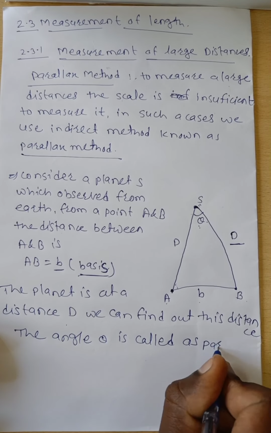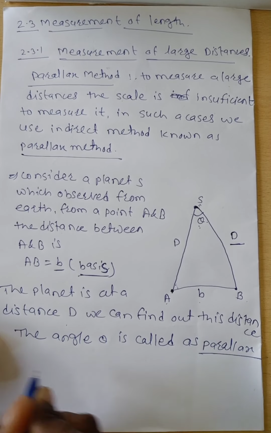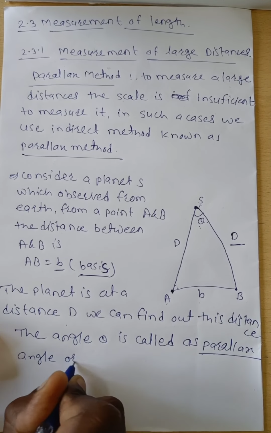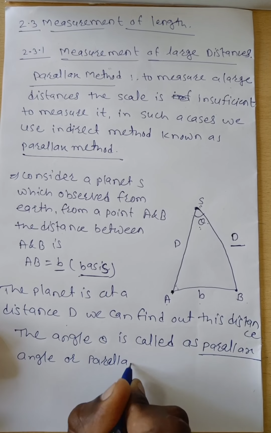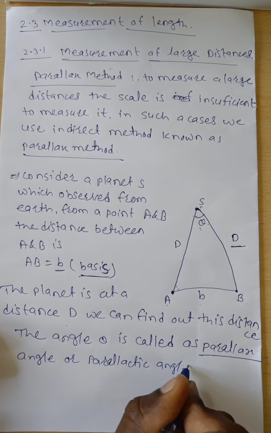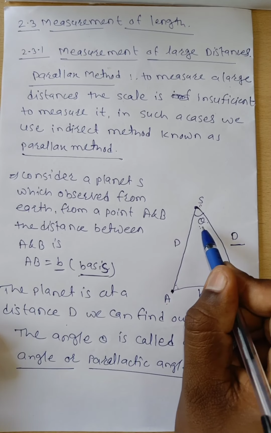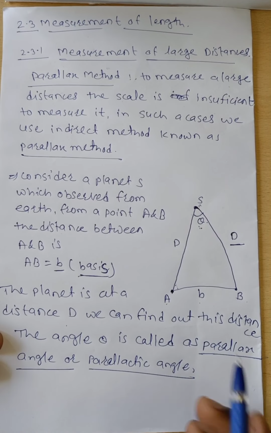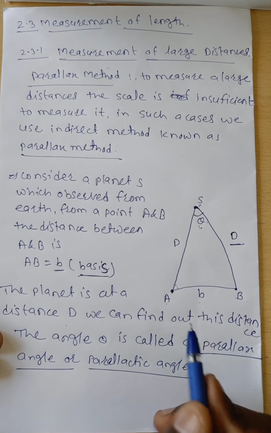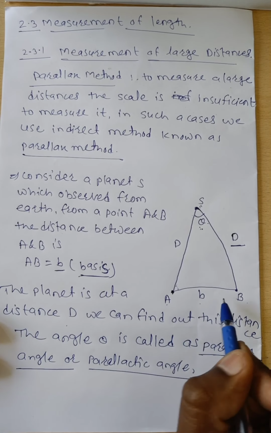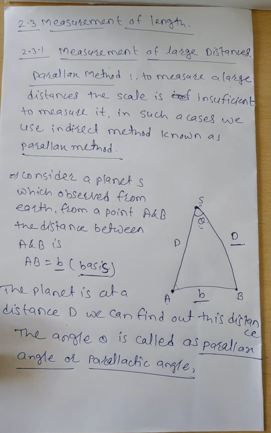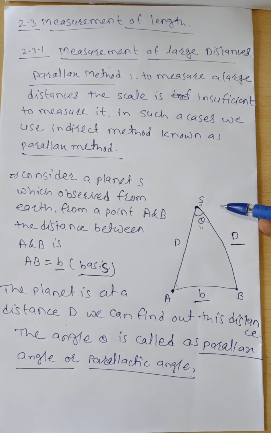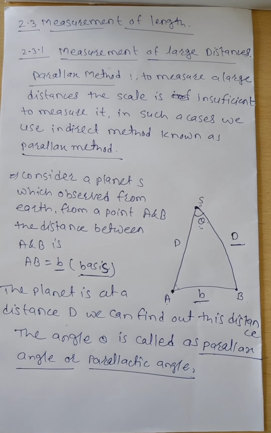The angle theta is called the parallax angle or parallactic angle. The distance between the two positions of observation, the distance between the two observers, is B, and the distance between Earth and that planet is D.